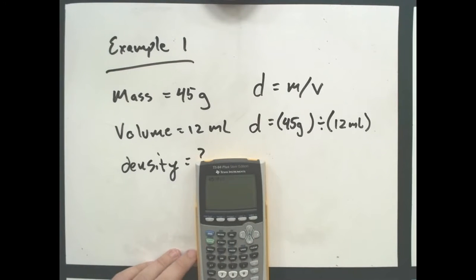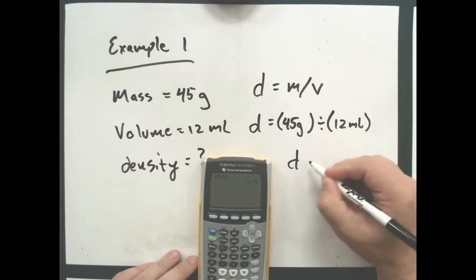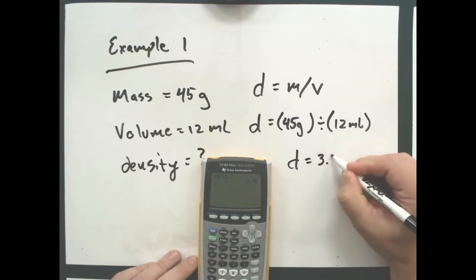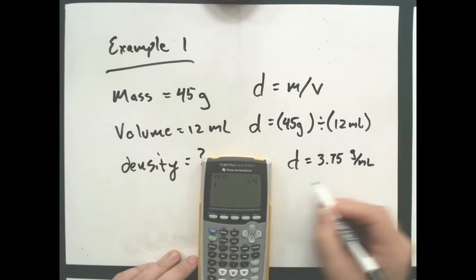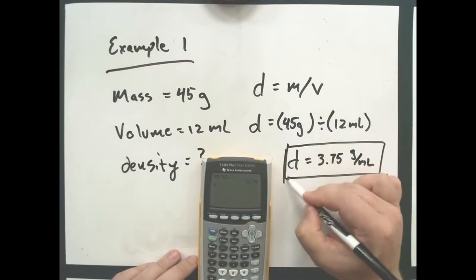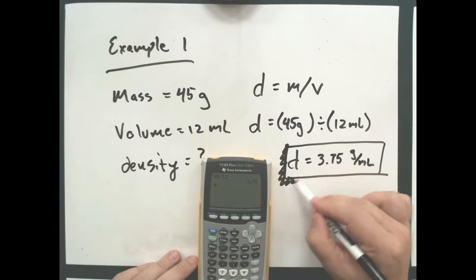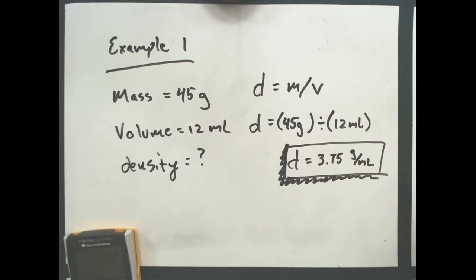So I'm going to take my calculator and I'm going to do 45 divided by 12, and if you don't have a calculator you can use your phone. There's one on your Chromebook also, or your computer. So that gives me a density of 3.75 grams per milliliter. I want you to always leave it in 2 decimal places unless I tell you otherwise. So your density here is 3.75 grams per milliliter, and that is a simple, easy first example.